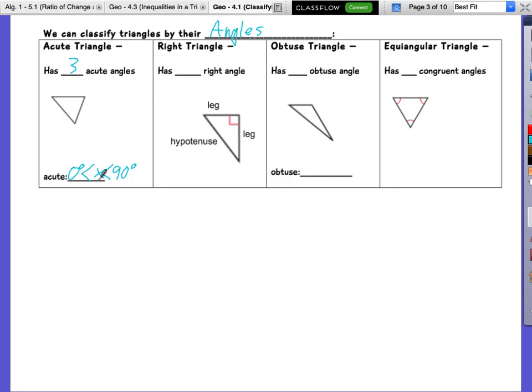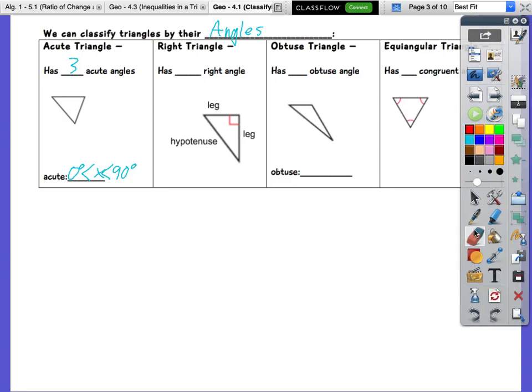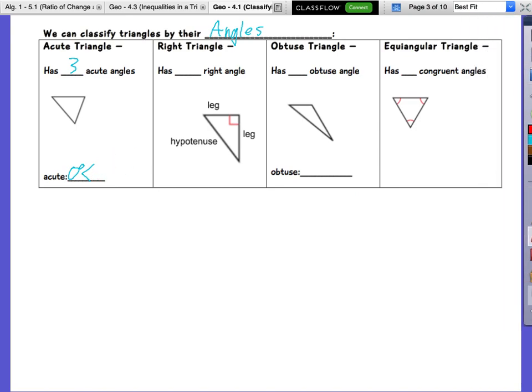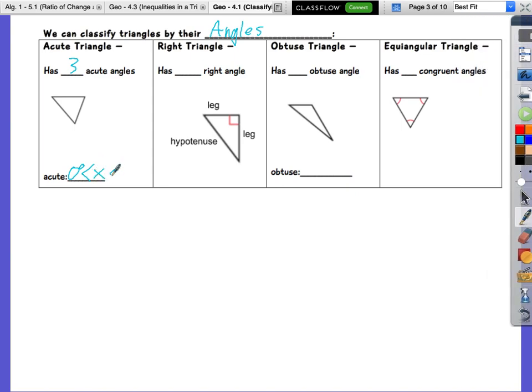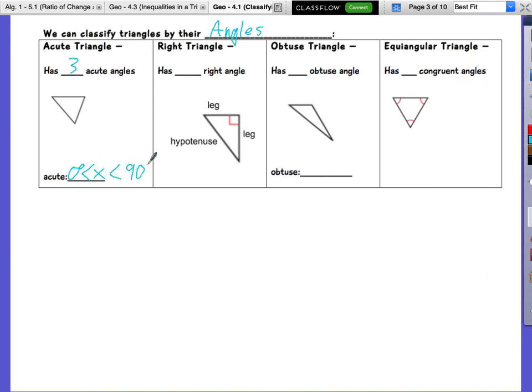Wait, do you need me to repeat it? I'll rewrite it. 0 and 90 degrees. Is that better? Alright, so between 0 and 90. If that's easier for you, you can write between 0 and 90.